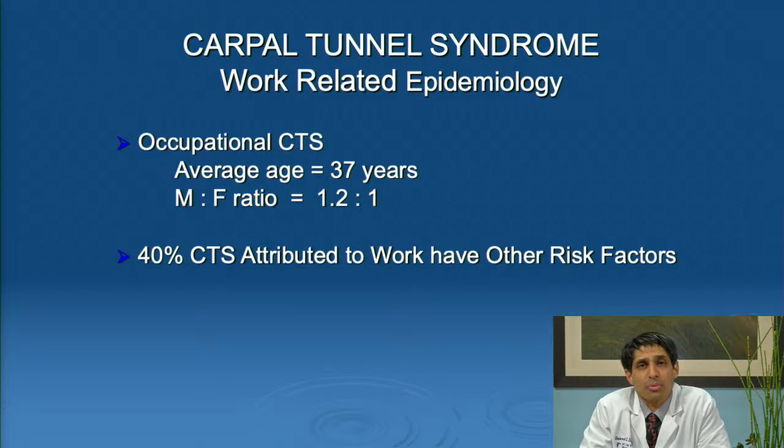So there are also some work-related issues with carpal tunnel. The average person who gets a work-related carpal tunnel syndrome is about age 37. Males are slightly more likely to get it than females. However, 40% of people who have carpal tunnel syndrome attributed to work also have other issues and risk factors, such as diabetes, low thyroid function, and other things in that category.